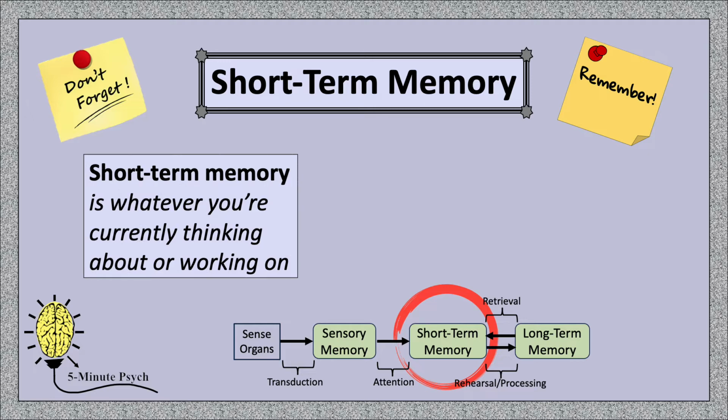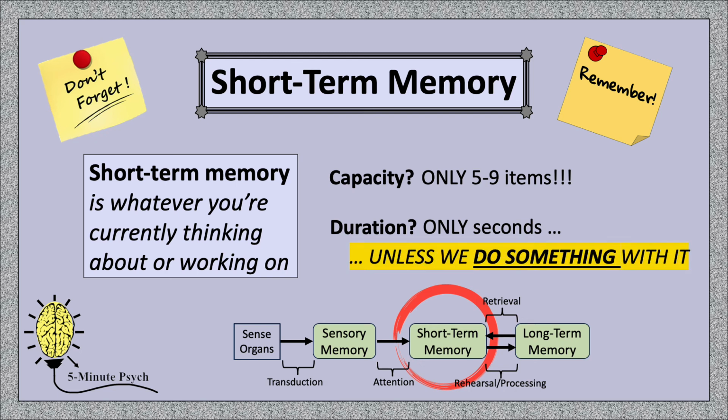Short-term memory is really whatever you're currently thinking about or working on, and although we'd like to think that we can multitask and hold many pieces of information in our head at once, we can't. We're terrible at it, in fact, being able to hold on to only 5 to 9 items. Also, information is rapidly lost from short-term memory unless we do something with it, like rehearse it or process it further. With that, information is sent on to long-term memory.